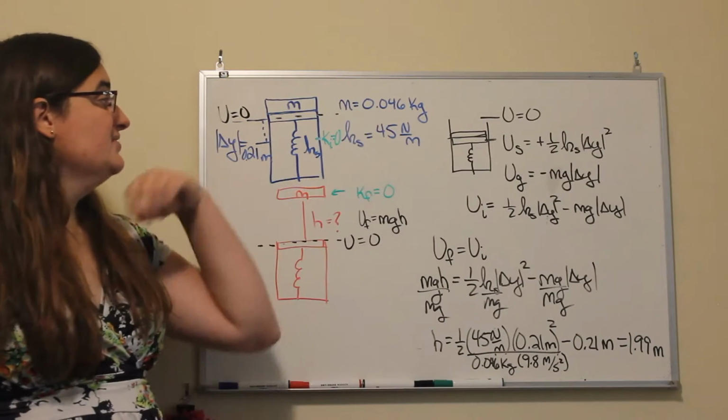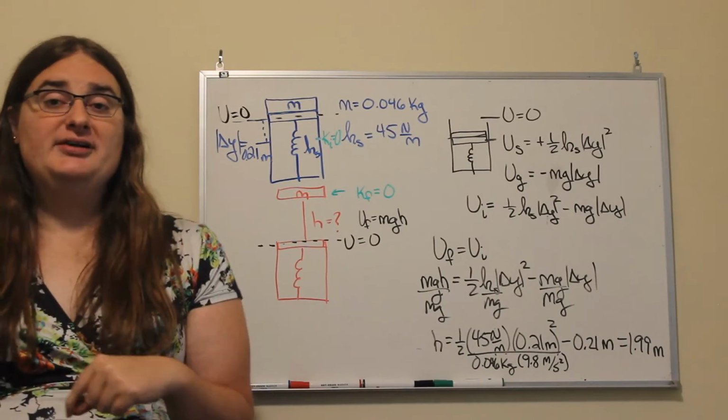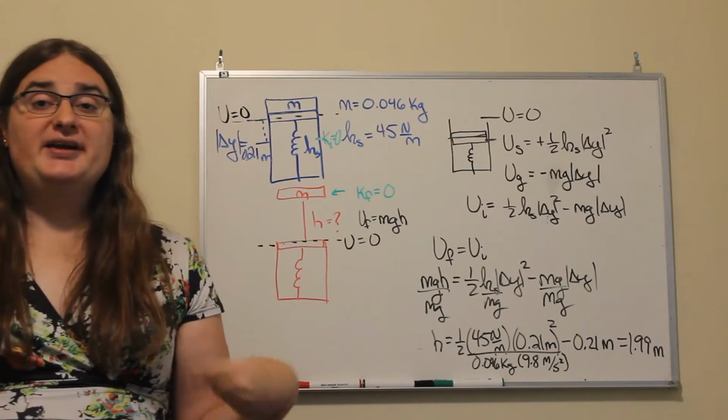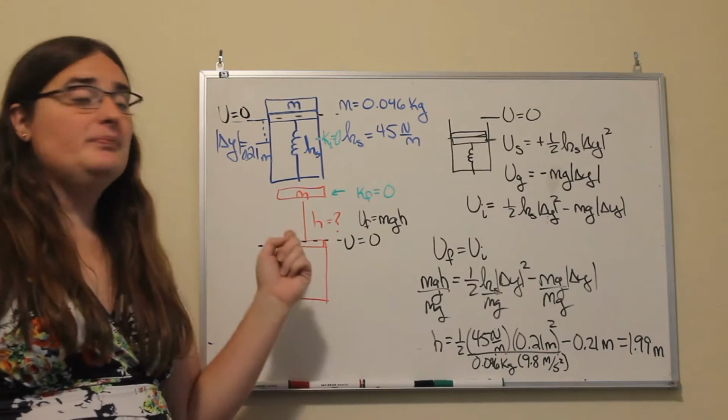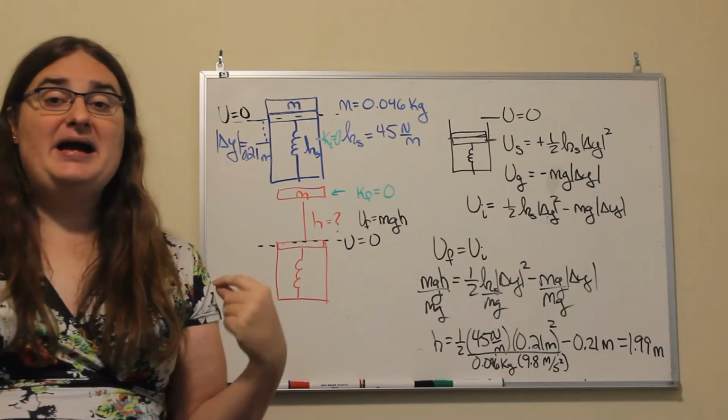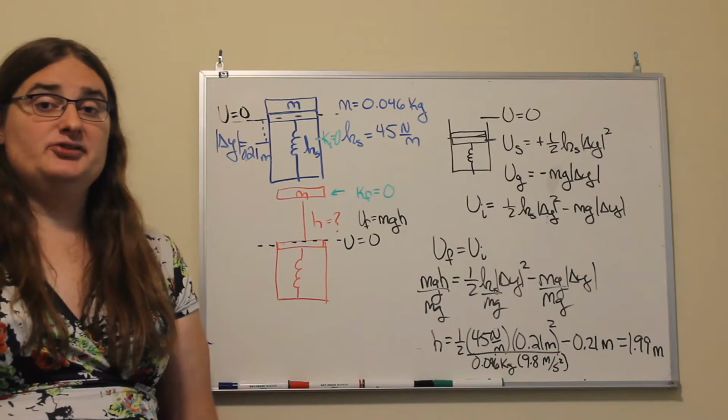Our object has a mass of 0.046 kilograms, and our spring has a spring constant of 45 newtons per meter. How high above the launcher is that mass going to be able to rise?